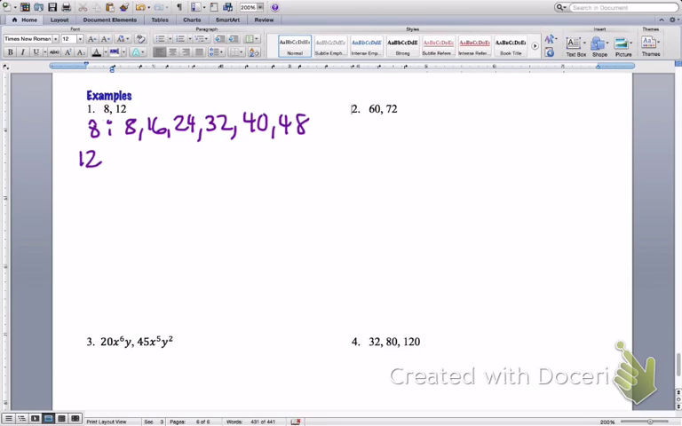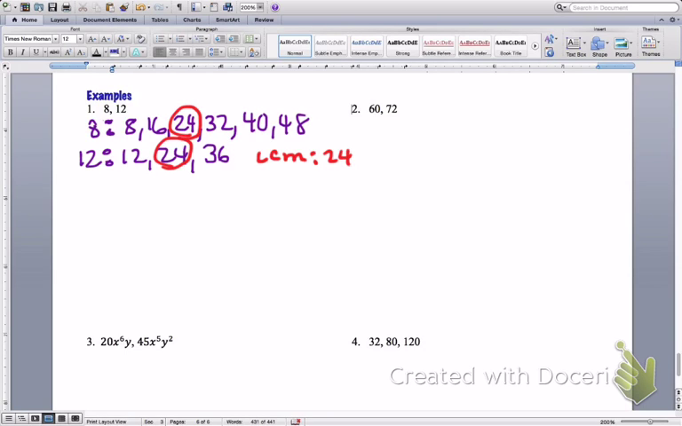I'll do a few. Then I'm going to do 12, and I'm looking for where they match. So 12, 24, 36, and I already see there's a match here. So I can see that they have a common multiple of 24. So the LCM is 24. This is the list method.